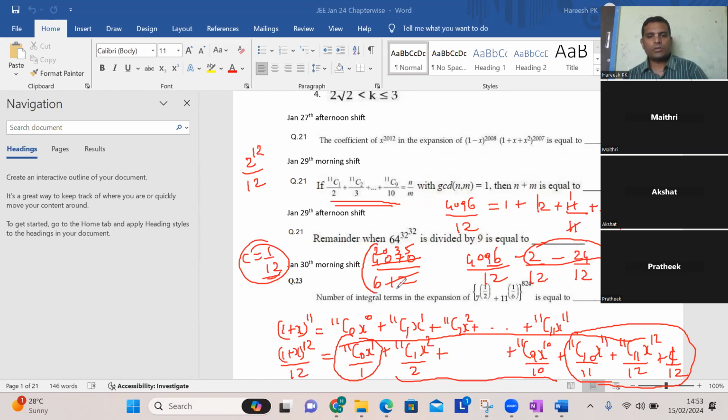Yes. So this is the simplest form, right? So when you add both, what is the answer? 2041. Can someone check whether the answer is matching? It is correct, sir. Okay.